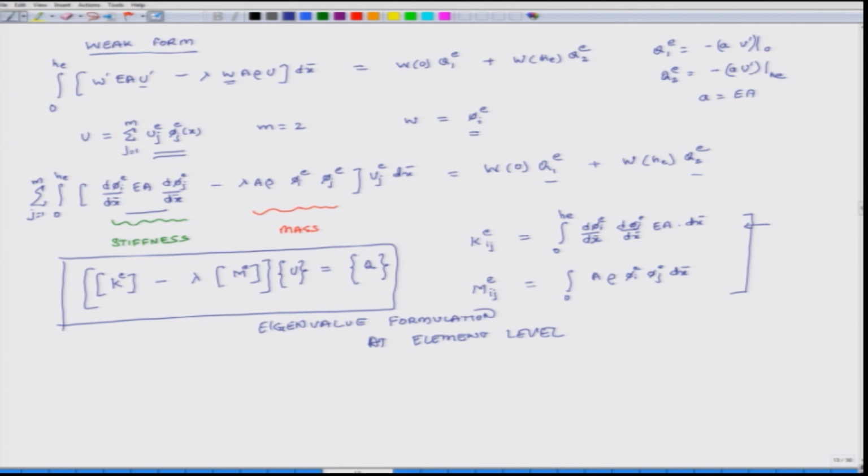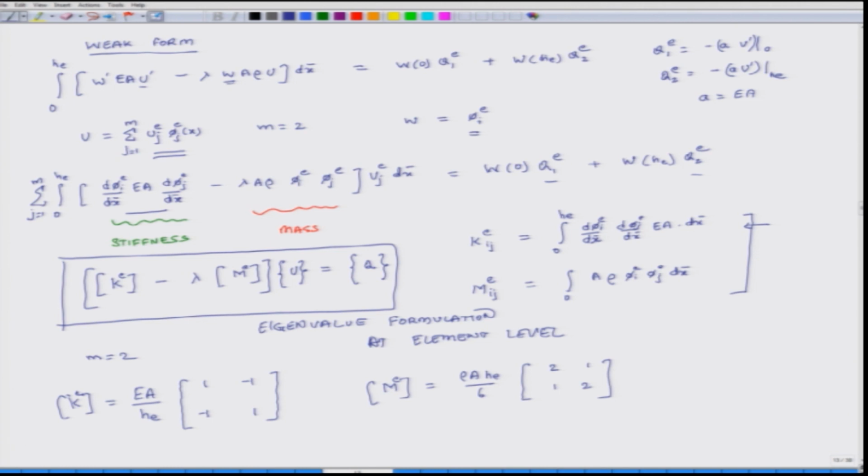So, before I do that, actually I will write down the values of these terms. So, K for the eth element is equal to EA over He, and this is for the case when m is equal to 2. It is for a linear element. For a quadratic element it will be a 3 by 3 matrix. Okay. For a linear element, it will be a 2 by 2 matrix, and the terms are 1, -1, -1 and 1. And then the mass matrix for the eth element is rho A He over 6 times 2, 1, 1, 2.